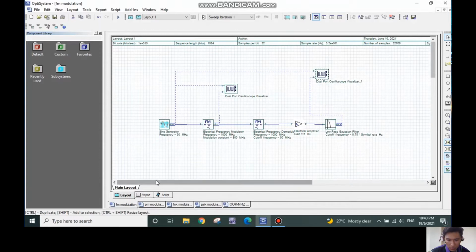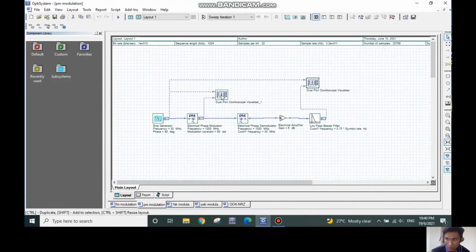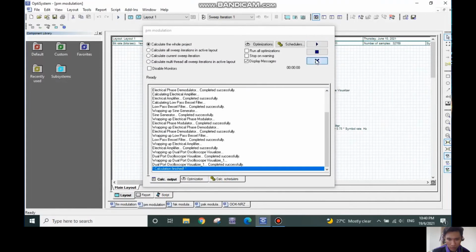Okay, now I will show the phase modulation. So in phase modulation, I use the same parameters as the frequency modulation in the input. I just change to the electrical phase modulator and demodulator. So I will run the simulation.